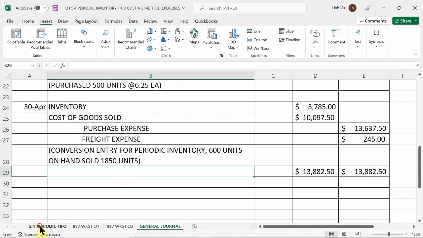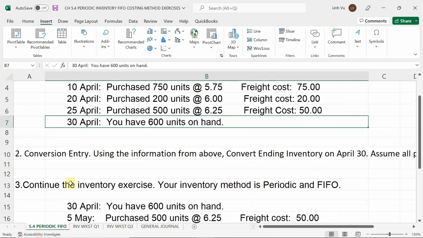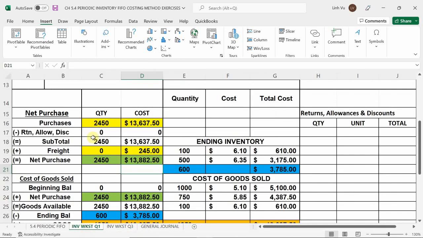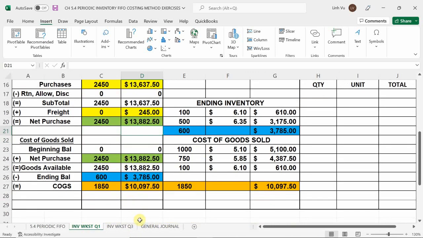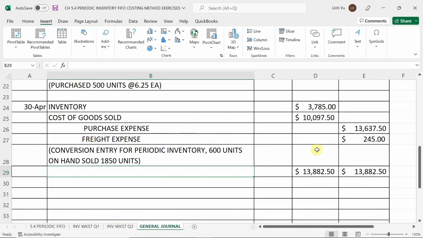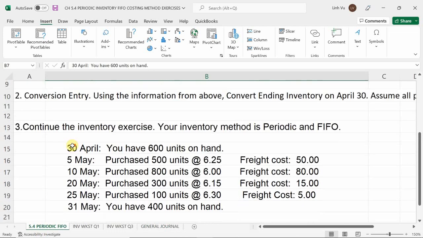So now, any questions there on how to do the conversion entry? You calculate all the numbers here, and what you're doing is just copying and pasting them, or plugging them into each account. And pretty much this is what it represents, right? That you have some inventory left on hand, you sold some on the way, and you purchased them as well. Any questions? No. Okay.